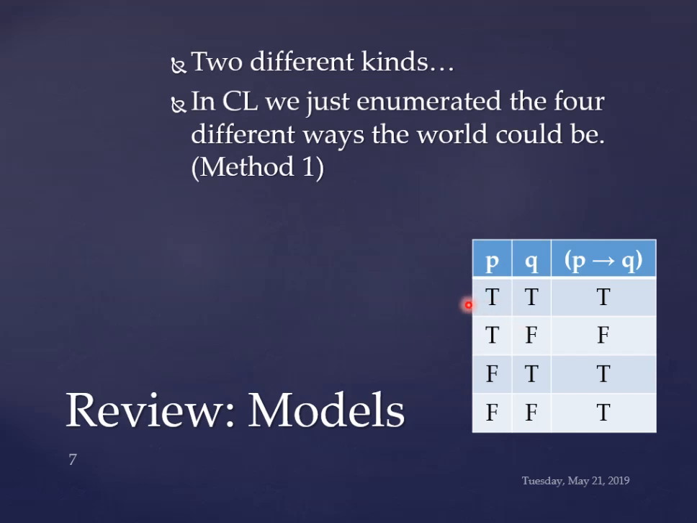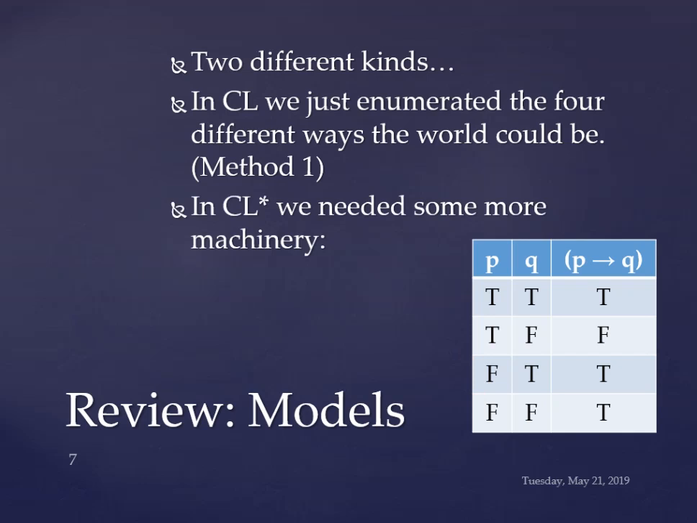Row one is T and T, then TF, FT, FF. And then we just fill in the semantics for the arrow as each condition is stipulated to us. But in CL star, we needed more machinery. We did make use of this; we kept it around for the semantics of our arrow, but we needed another method.